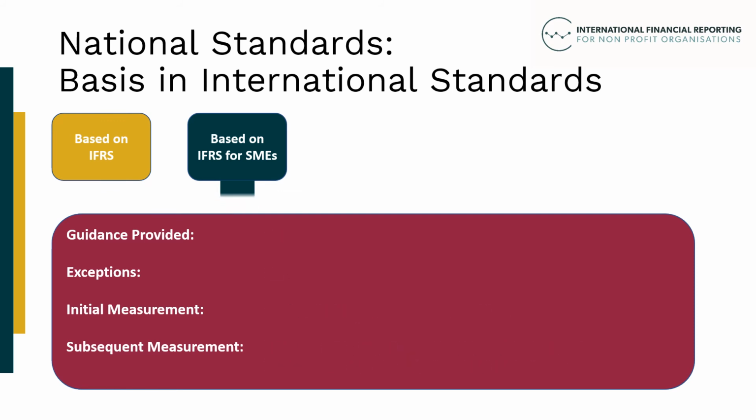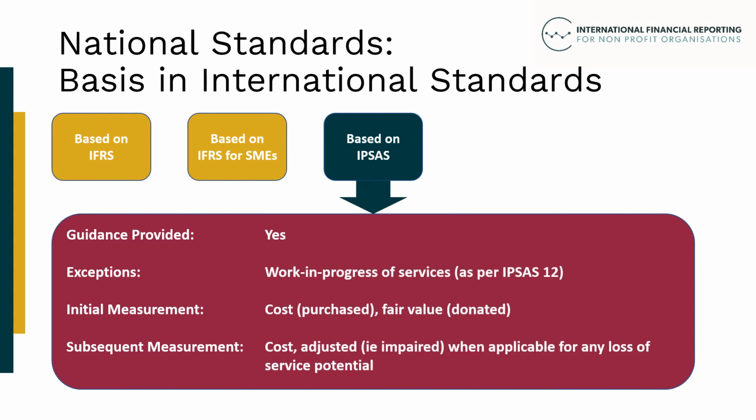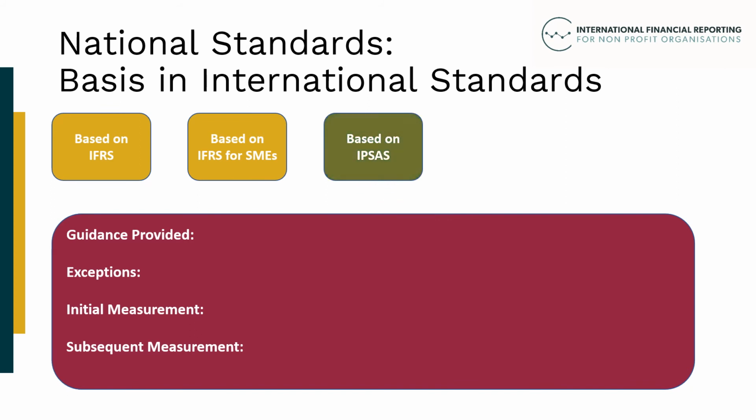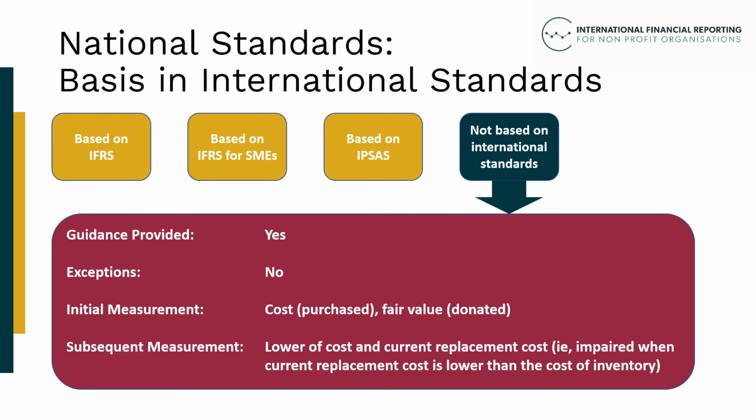One jurisdiction has a standard that is based on IPSAS 12, with guidance provided for measuring donated inventory. Unlike IPSAS 12, inventory held for use or distribution is measured at cost, adjusted, i.e. impaired, when applicable for any loss of service potential. In this respect, it is the same as the national guidance that I mentioned earlier, which is based on IFRS. One jurisdiction has issued a general standard on inventories that is not based on international standards, but is broadly consistent with IFRS standards and IFRS for SMEs.